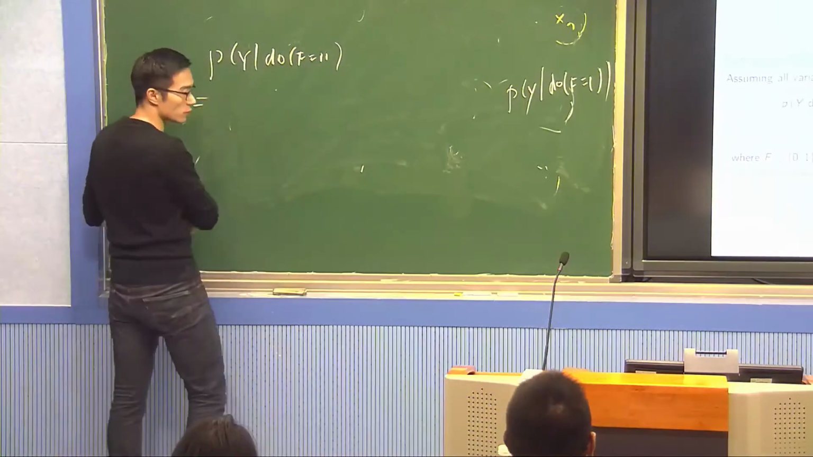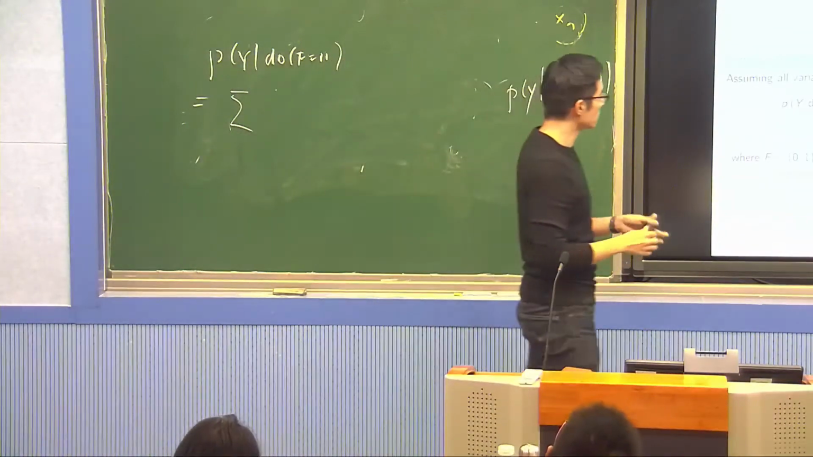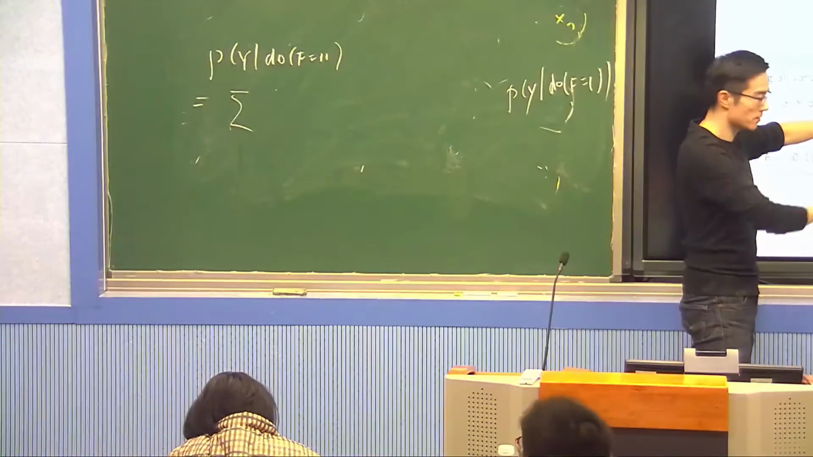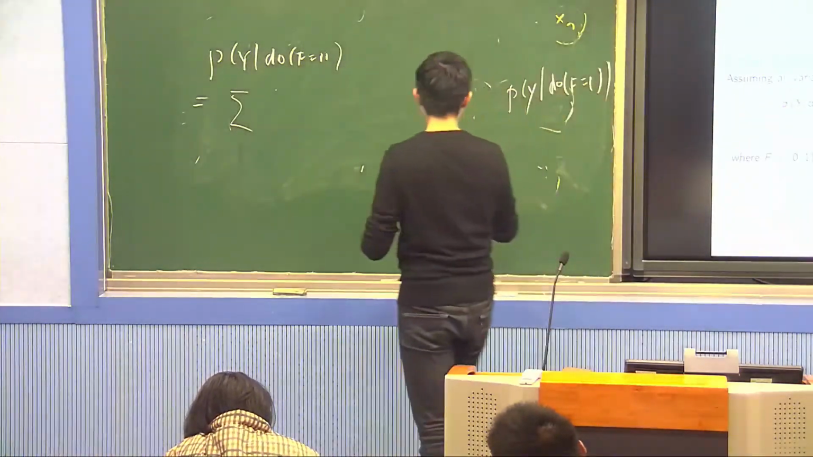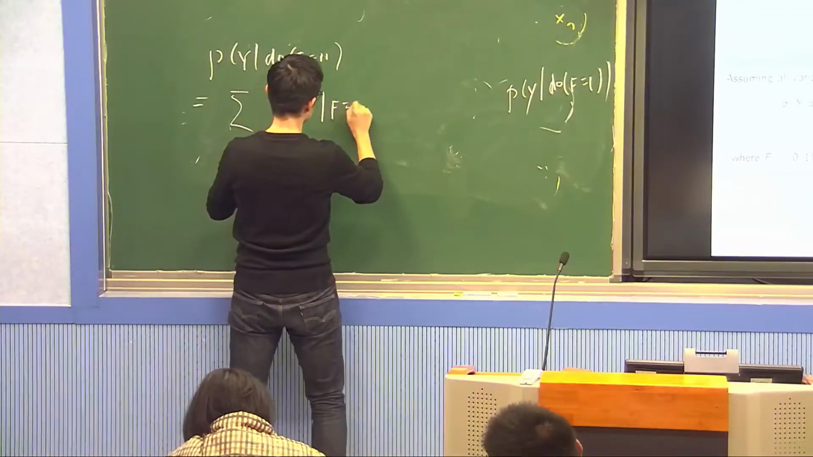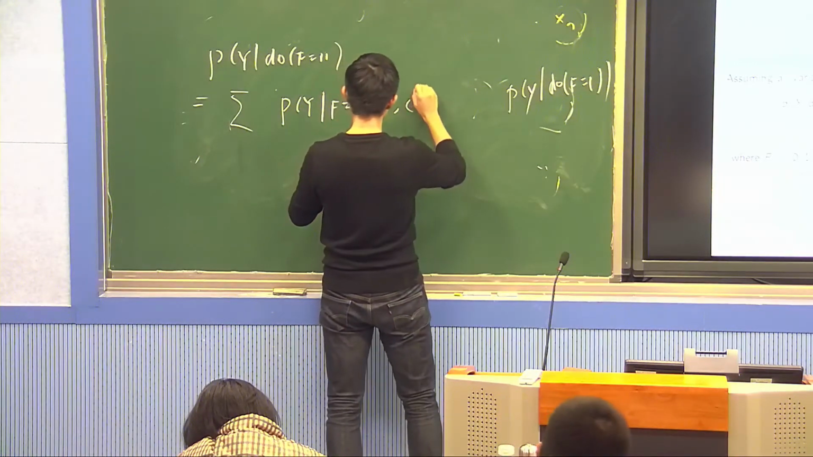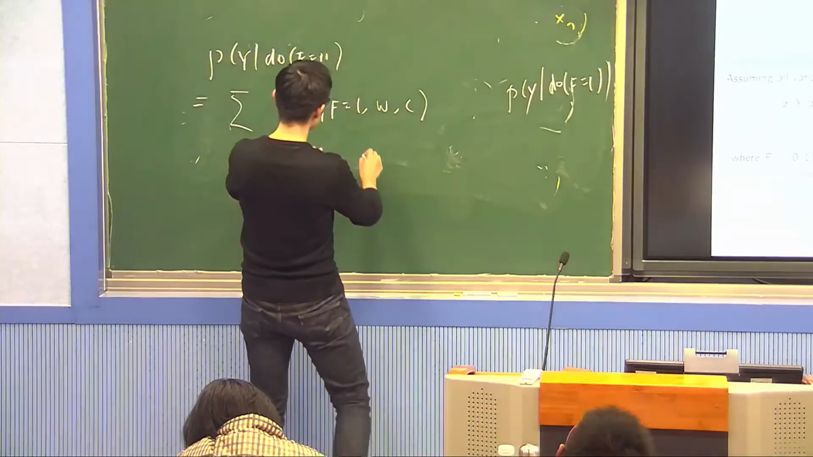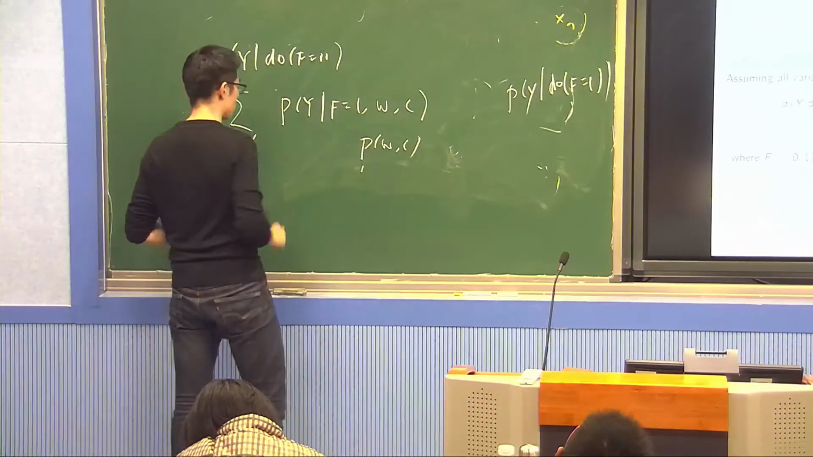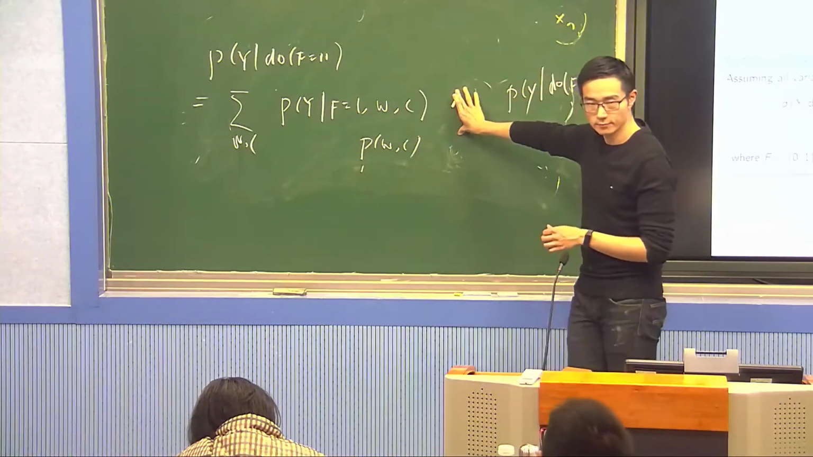Is equal to the summation. Let me just assume everything is discrete, so everything only has 1, 2, 3 levels. So I can do the summation rather than the integral, because the integral is messy to write. So I write P of Y given F equal to 1, and conditional on weather, conditional on cost, and then the probability of weather and the probability of cost, the sum over weather and cost. We can actually immediately write it this way.